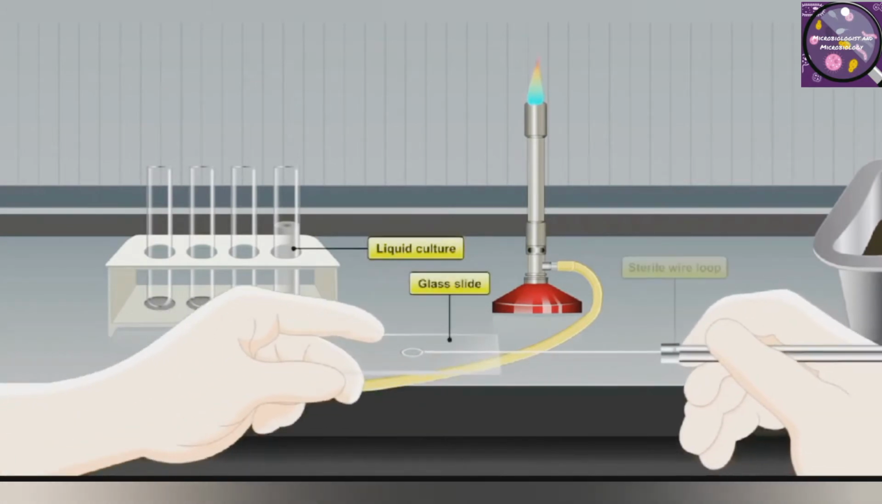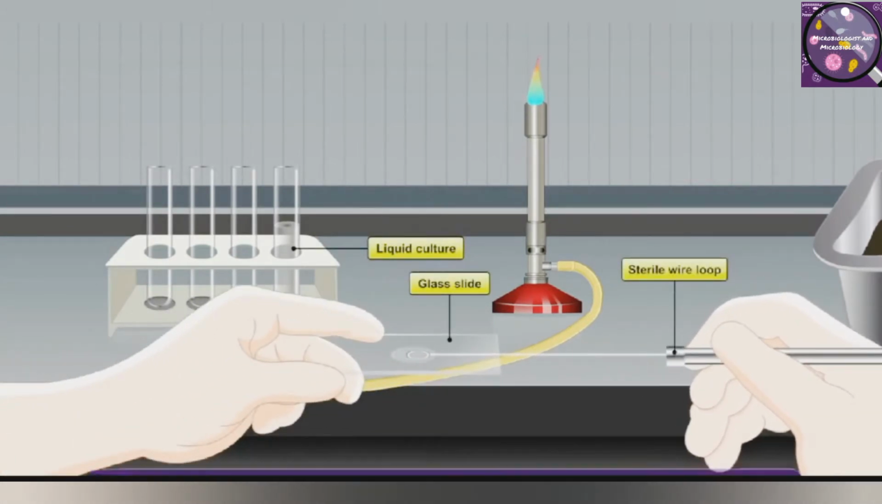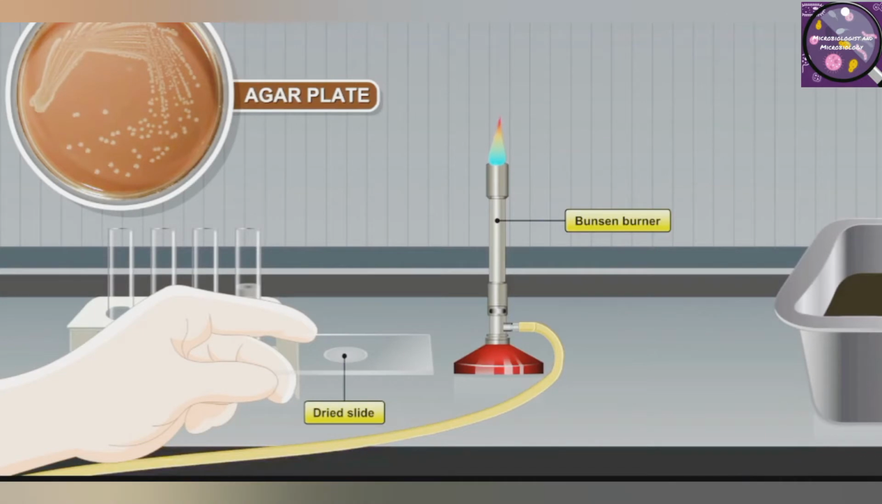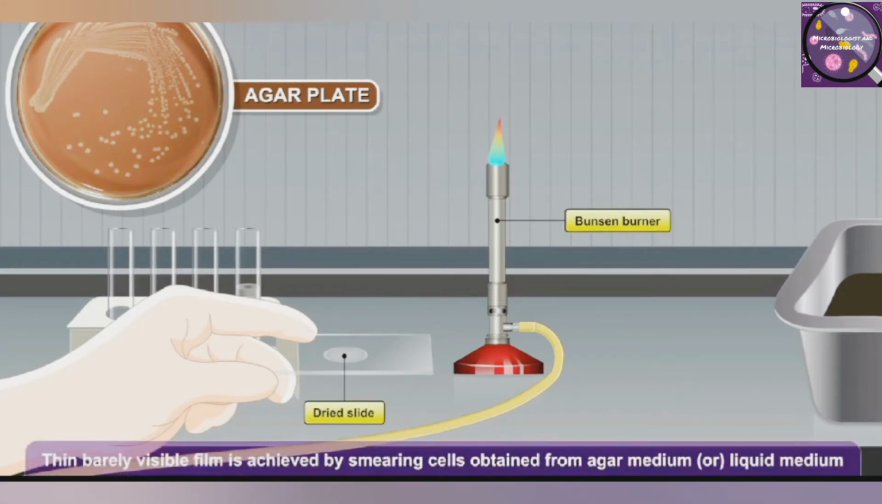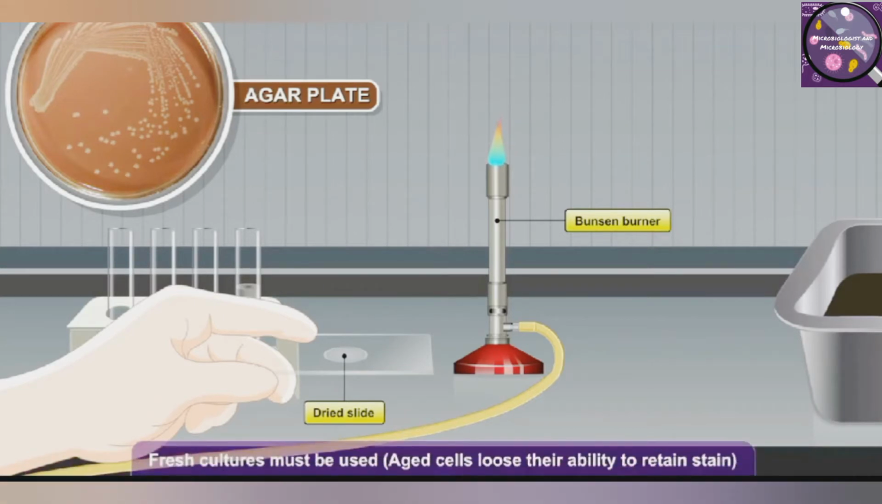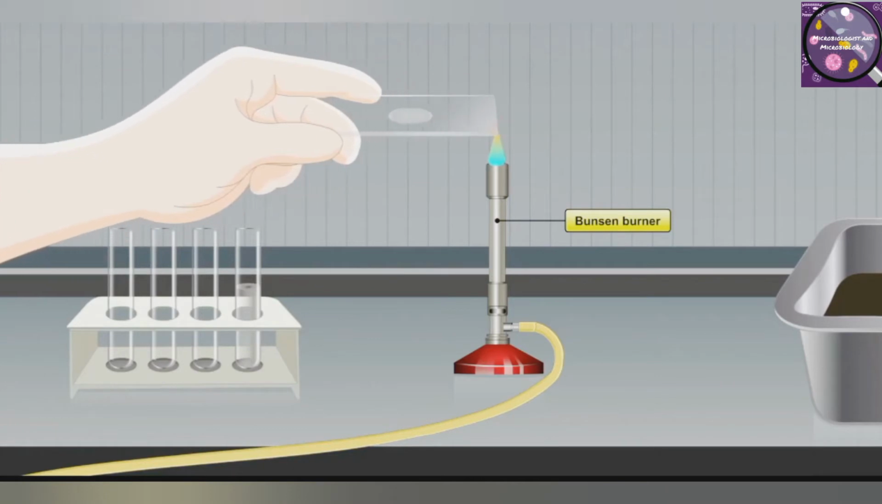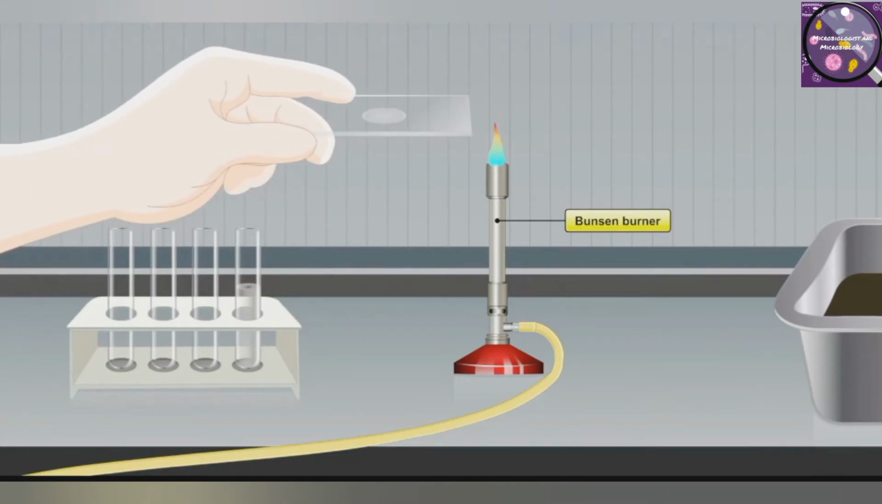In the first step of the Gram stain procedure, cells from a fresh culture are transferred to a clean slide and allowed to dry. If the cells are from agar plate colonies, they are first transferred to a liquid medium for dilution. The cells should form a thin, barely visible film. This can be achieved by smearing cells obtained from agar medium or from a liquid culture. Fresh cultures must be used because when the cells age, they lose their ability to retain stain.